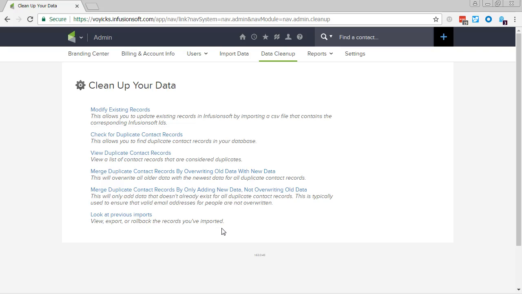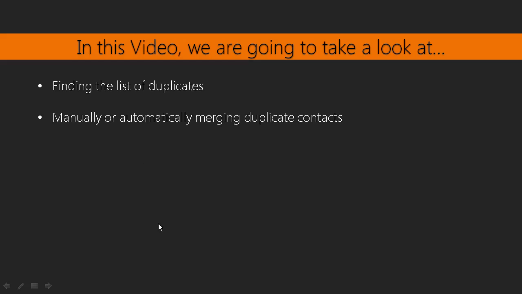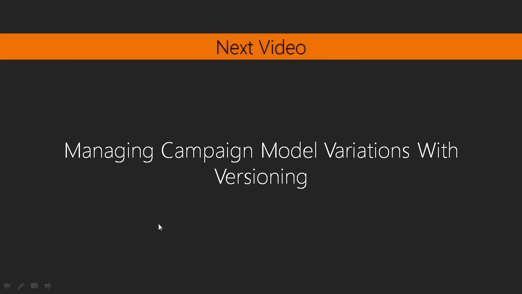While these functions are convenient, for the most reliable data integrity, it is preferred to perform the manual merge as we've outlined in this video. In the next video, we're going to look at managing campaign model variations with versioning.